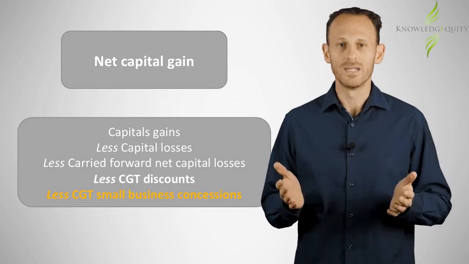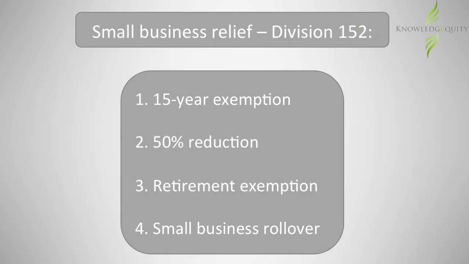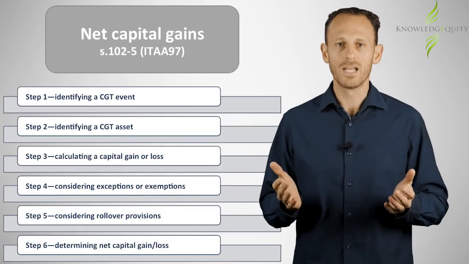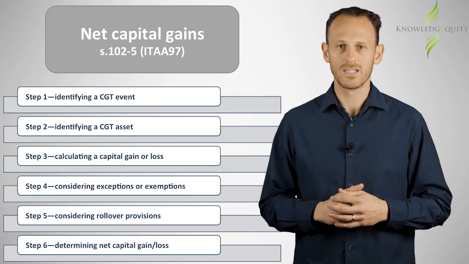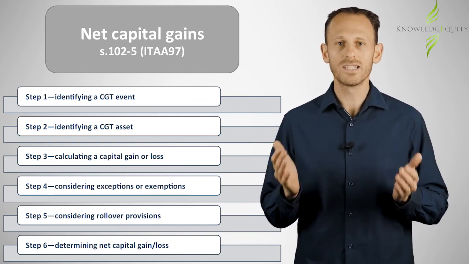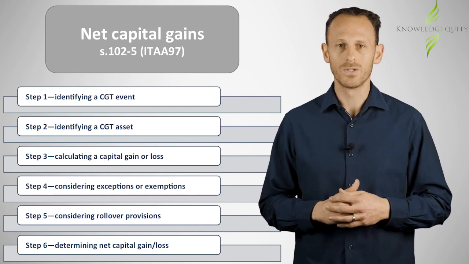The final element to consider is whether any small business concessions apply to reduce the net capital gain. After the application of these 6 steps, we ascertain our net capital gain for the tax year, which is included in our assessable income per section 102-5.